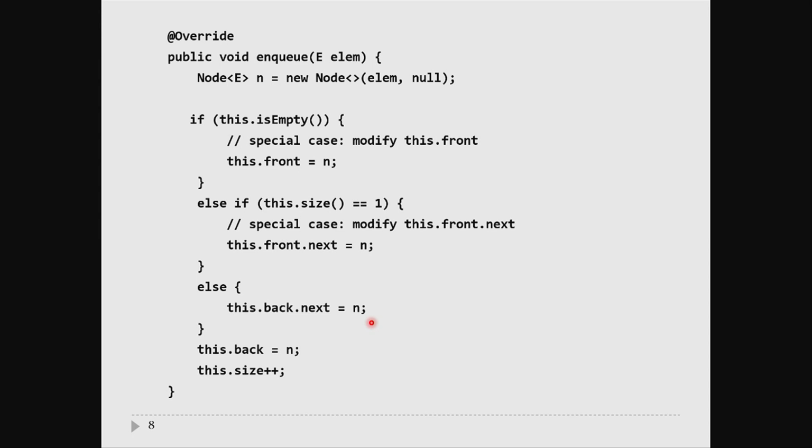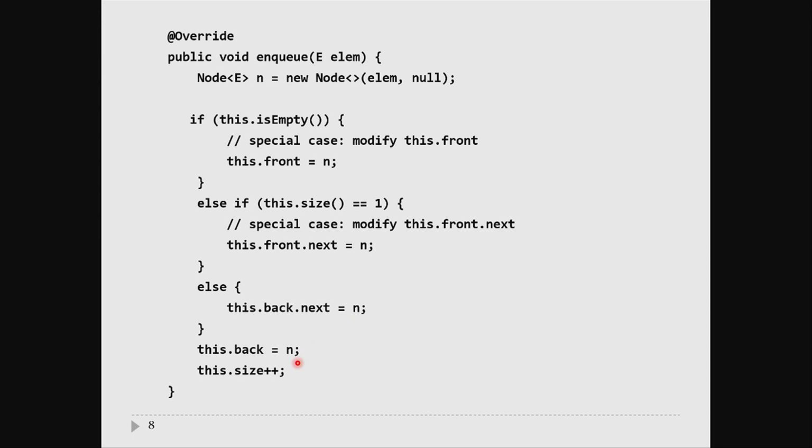Now, after you do that, what do you have to do? Well, I just added a node, so I have to update this.back. And then I have to increase the size of the queue by 1. So that's what you do most of the time. Most of the time, you only update this.back.next and then this.back. So add something to the end, and then update what the end of the queue is. Most of the time, that's what you do.